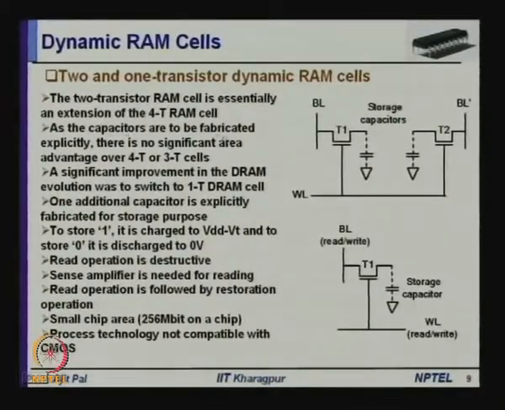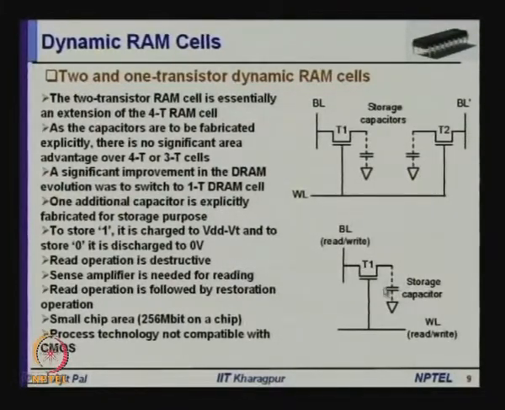As these capacitors are fabricated explicitly, there is no significant area advantage over 4T and 3T cells. So, these 2 transistor dynamic RAMs were not very attractive because they did not give any area advantage, and that is the reason why these 2 transistor dynamic RAM cells were not very popular, and very soon the 1 transistor dynamic RAM emerged.